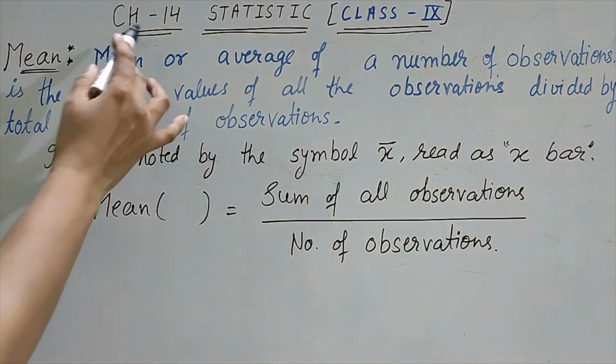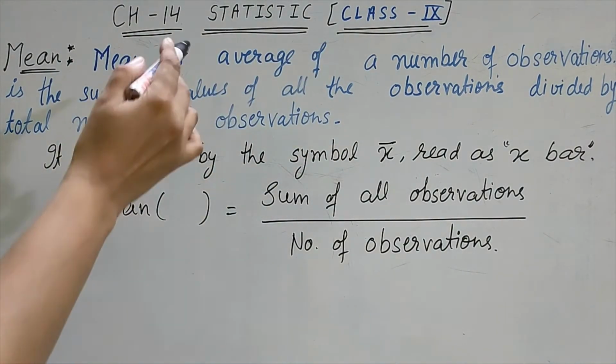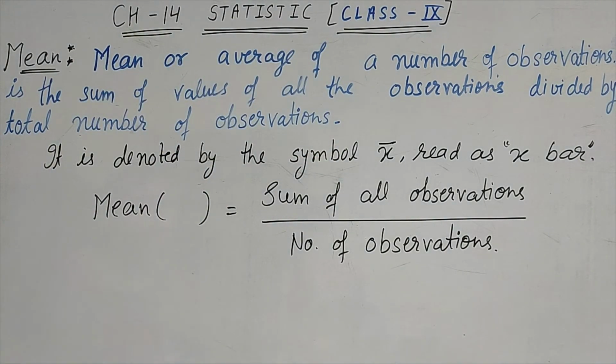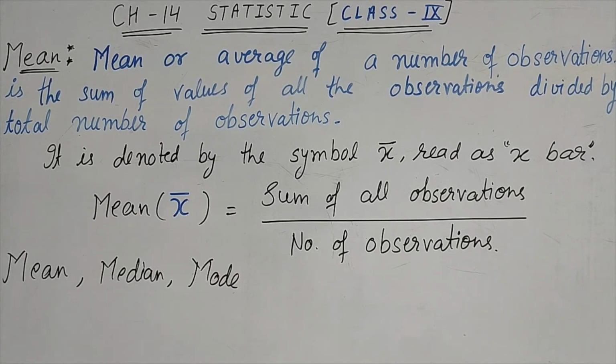Let us continue our chapter 14 of class 9, that is statistics. In previous videos, I have explained how to prepare bar graph, histogram for the given grouped frequency distribution table. Also, I have explained how to read the main features of the graph, how to draw frequency polygon, and how to compare given two datas.